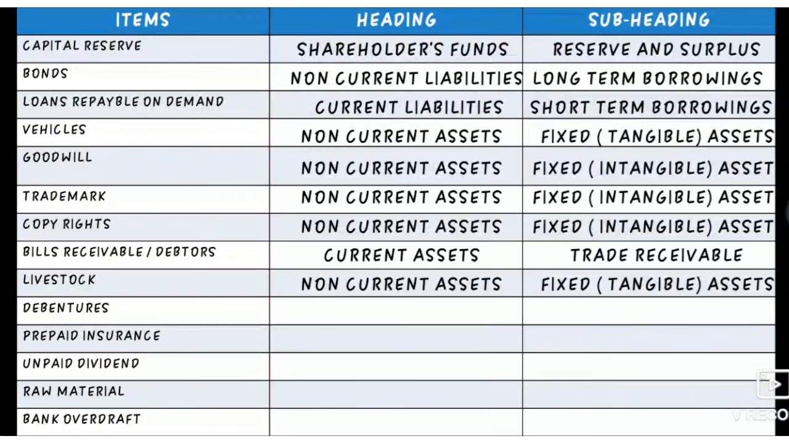Then debentures. Debentures are long-term borrowings. They are for more than 12 months. So it comes under non-current liability, and subheading is long-term borrowings.